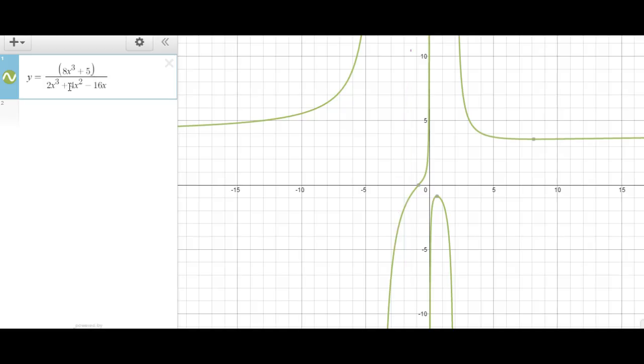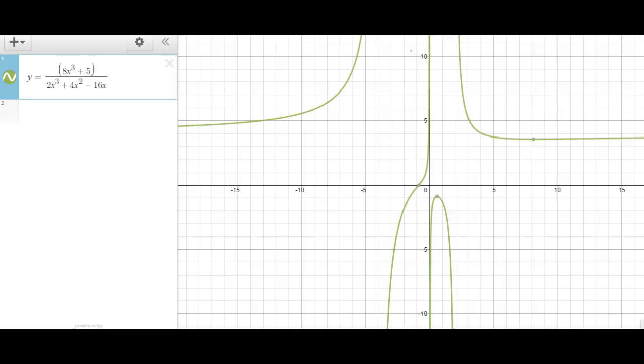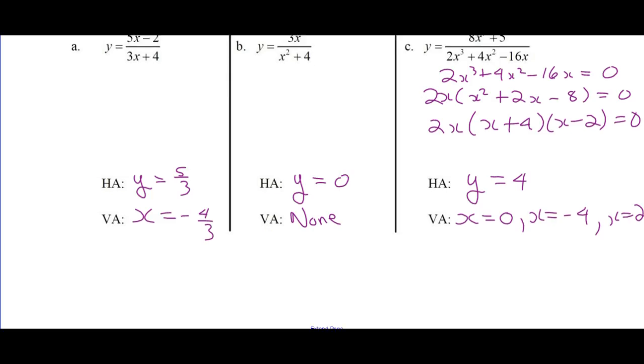And if we zoom out more, okay, then we can see a little better. So minus 4, 0, and 2. Okay. Good. Zoom in a little. So far, so good.